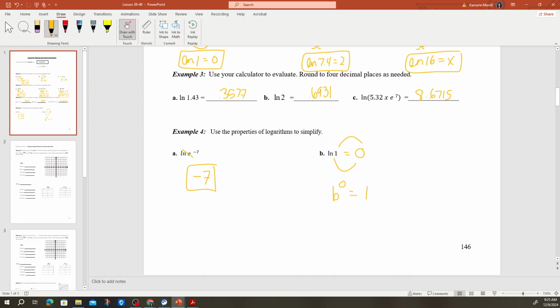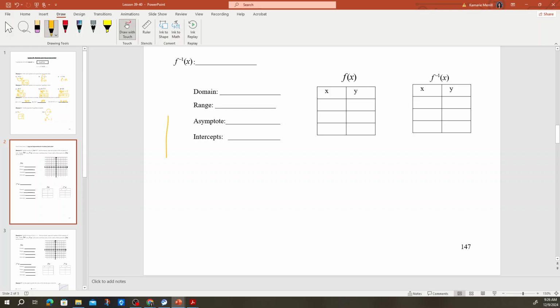We want to be able to graph and work with the inverses of ln's and logs as well, okay? So we're going to recall a couple things that we've already learned, and then look at these inverses, because they're inverses of each other, and how they look on the graph together.